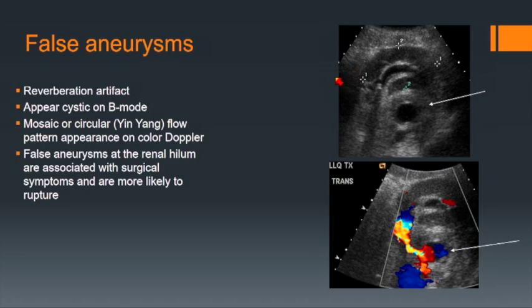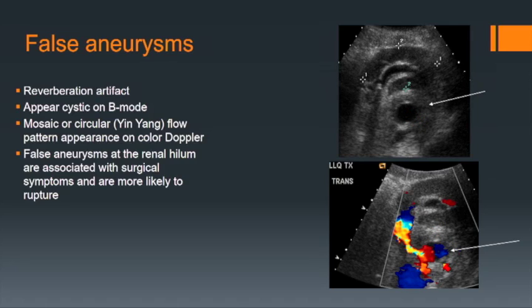So this is an example of a false aneurysm, and this is a particularly dangerous one because it is outside the kidney. So here is the transplant kidney, and we see a cystic area on the grayscale outside the kidney, and when we turn on the color Doppler, this is the renal artery heading into the hilum, and we see the classic yin-yang waveform filling the cystic area here, and this is a saccular aneurysm of the renal artery.